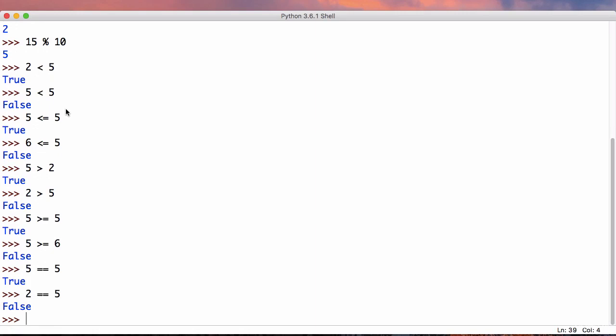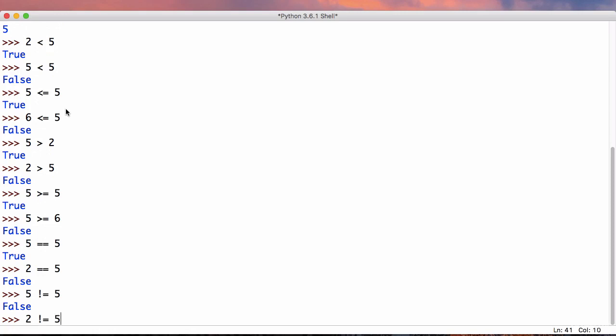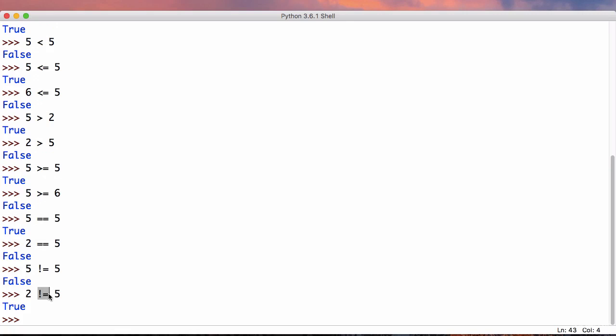And finally, we have the not equal to, which is the opposite of equal to. If I say 5 not equal to 5, it returns false since 5 is equal to 5. And if I say 2 not equal to 5, it returns the value true. And this is how you denote a not equal to, an exclamation mark with an equal to symbol.